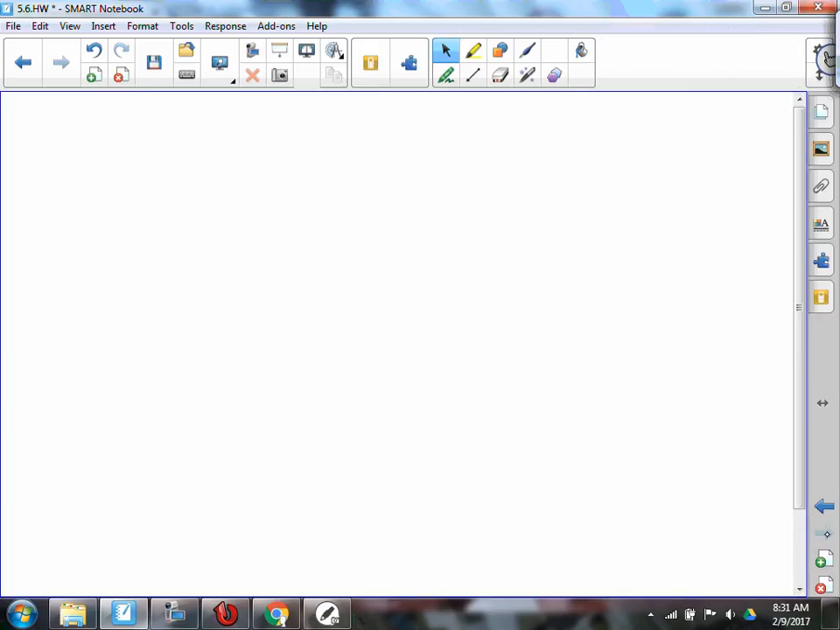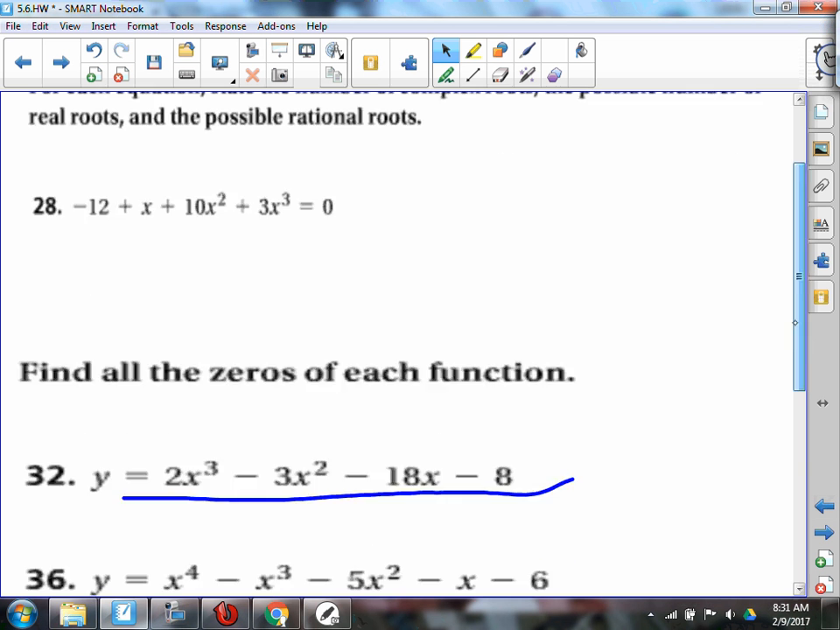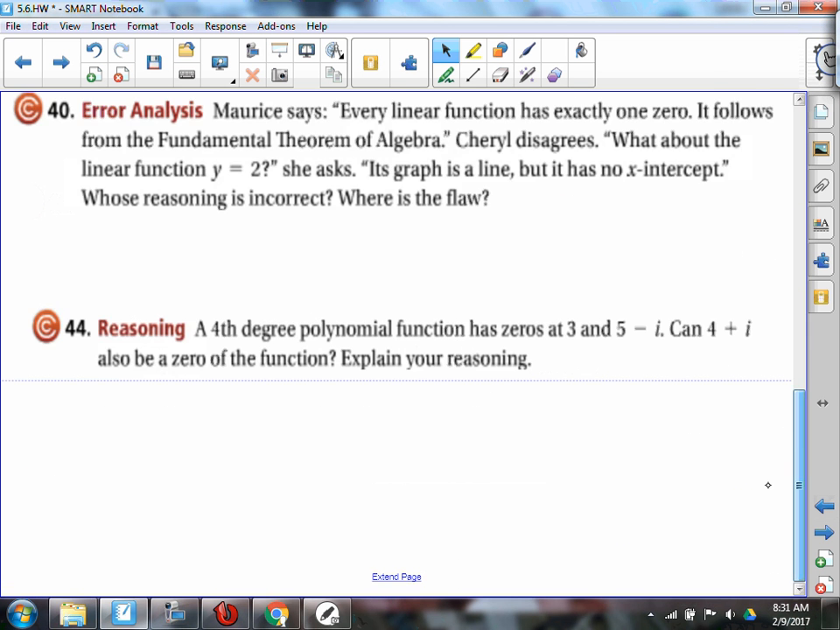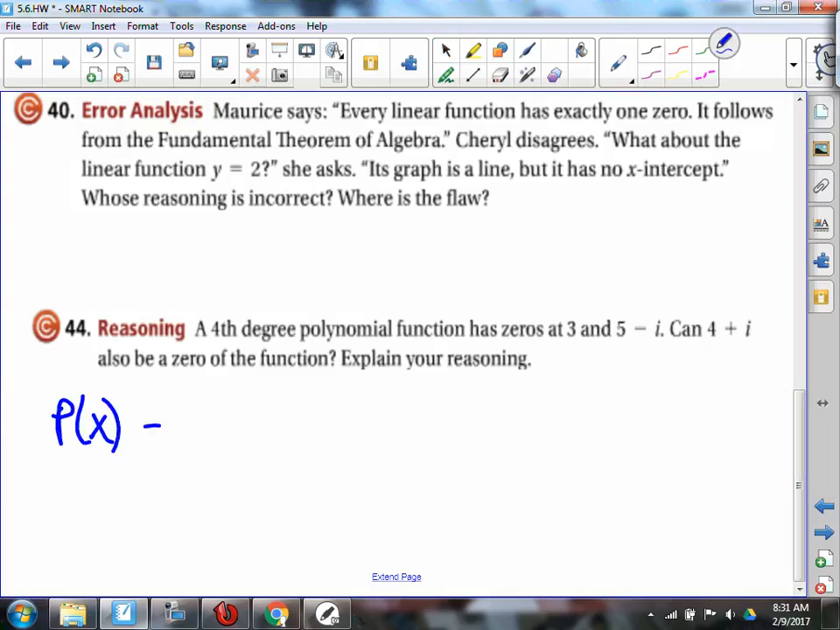The last one that you had to do was 44. The question says a 4th degree polynomial. In other words, p of x is going to be something x to the 4th. It says it has a 0 of 3. It says it has a 0 of 5 minus i. Wait a minute, because 5 minus i is a root, what else is a root? 5 plus i.